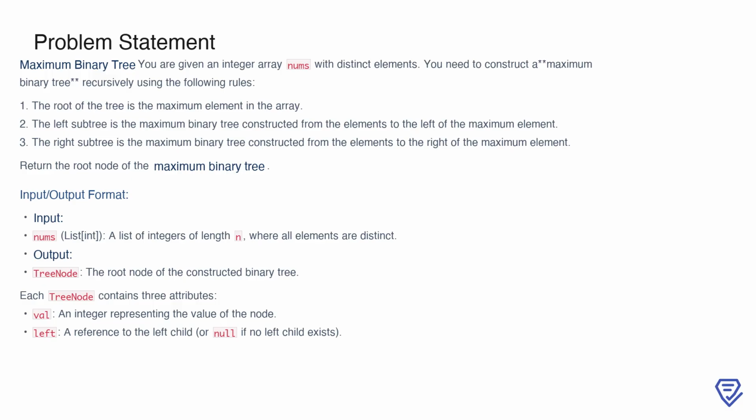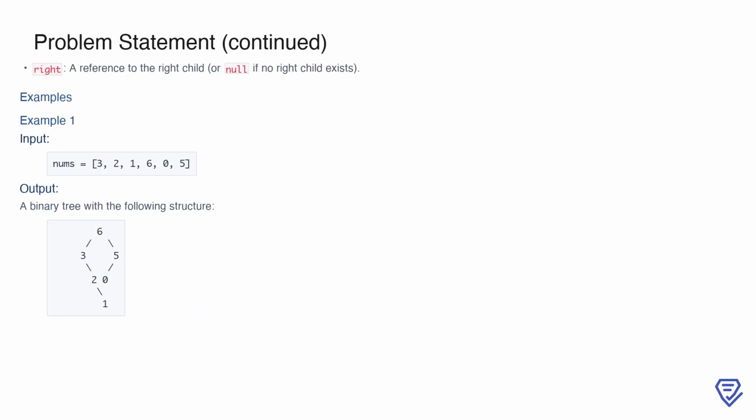Each node in the tree will have three attributes: val, which is the value of the node, and left and right, which are references to the left and right child nodes, respectively, or null if the child does not exist. Now let's look at an example to understand this better. Suppose the input array is nums equals 3, 2, 1, 6, 0, 5.